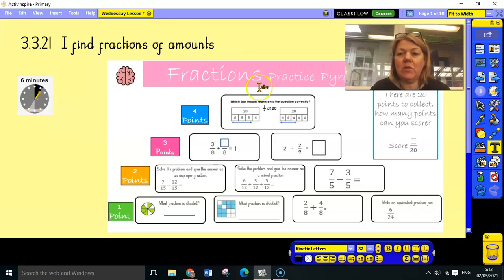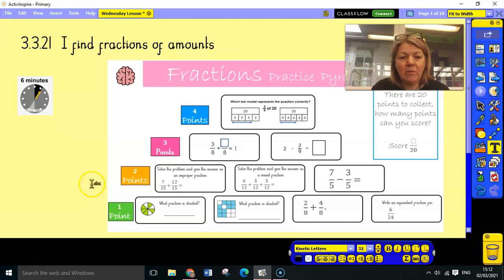I do want you to time yourself, so 6 minutes maximum, and you have got some different levels here of the pyramid, and as we go up the pyramid, the points you can earn for each question increase by 1 as the questions get a little more challenging. Okay, so at the bottom here you are being asked to write in what fractions are shaded, adding 2 fractions together and writing an equivalent fraction.